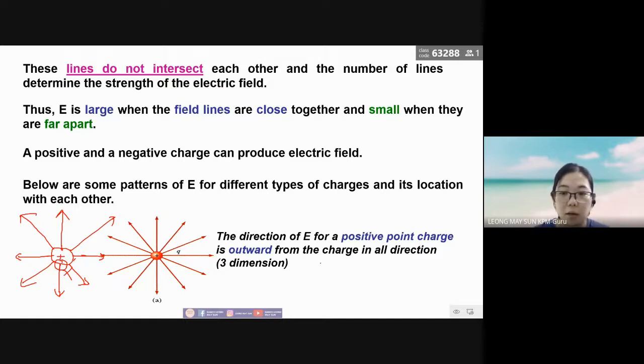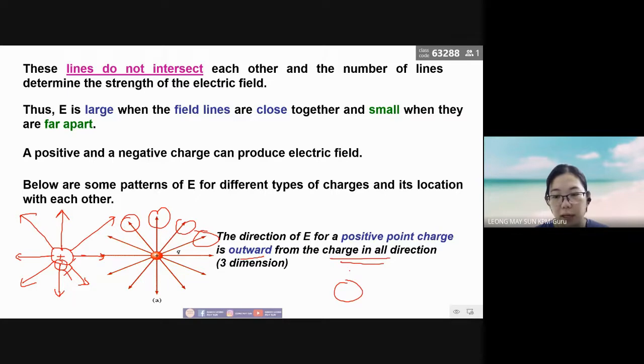Now, just now, what I mentioned from the previous slide is that the direction of electric field strength for a positive charge is outwards. It is all pointing outwards. You need to draw the arrow, all right? Like the ray diagram, the arrow matters. So the charge goes out in all directions.